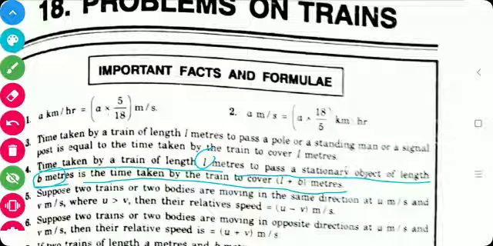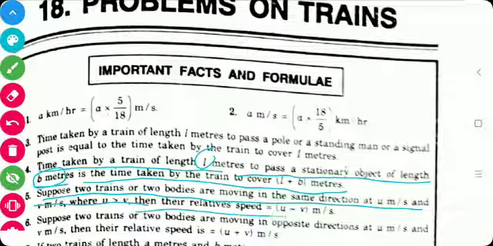Suppose two trains or two bodies are moving in the same direction at u meter per second and v meter per second, where u is greater than v, then their relative speed is u minus v. If the two trains or two bodies are moving in the same direction, then the relative speed is subtraction of their speed.